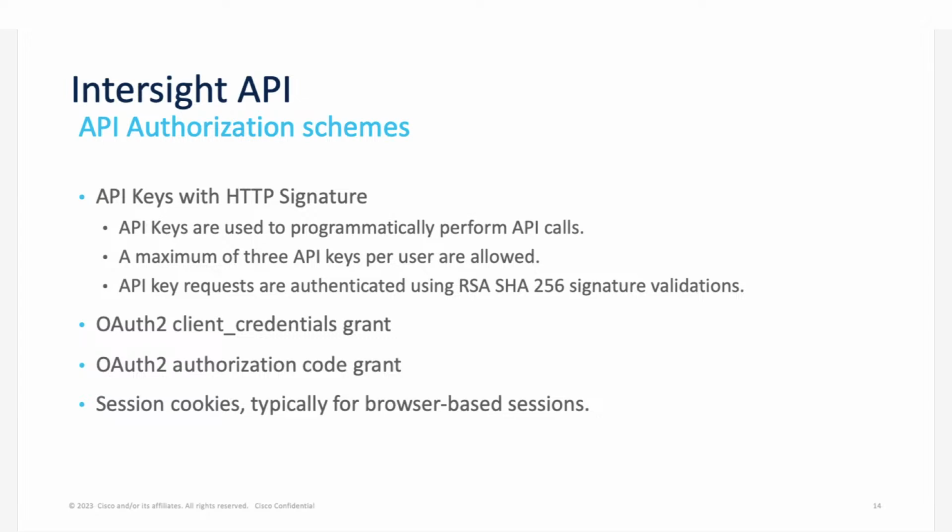Intersight provides various authorization options. The API keys are used to authenticate and authorize API requests sent by the client using the HTTP signature scheme. API keys are the recommended option to interact with the Intersight API, and a user can generate at max 3 API keys per role. In the demo, we'll be looking at how to generate and use API keys with various developer tools. Then we have OAuth2, which is primarily used by the Intersight mobile application, and cookies, which are used by the Intersight HTML5 GUI client running in the browser.